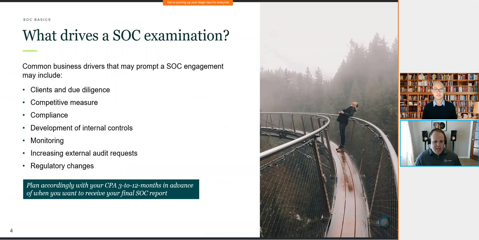One note that we wanted to add in here is that as a company starts to undergo the SOC process, it's important to engage in that process very early on. It can take anywhere from 3 to 12 months in order to complete your first SOC examination. So it's important to understand those requirements very early on and start to plan ahead so that your organization is ready when the time comes to issue that SOC report.